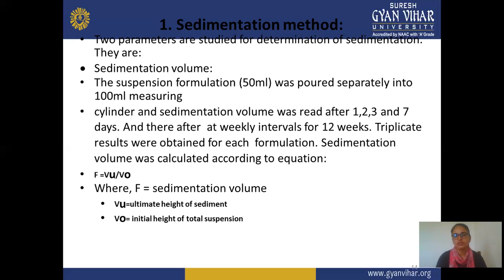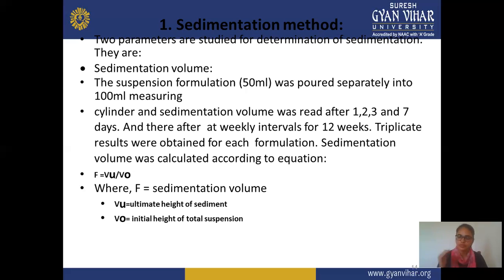In this, 50 ml of suspension formulation was poured separately in a 100 ml measuring cylinder. Means you take 50 ml of the suspension and pour it into a measuring cylinder, and the capacity of the measuring cylinder is 100 ml. And after that the sedimentation volume was recorded after 1, 2, 3, and 7 days, and thereafter at weekly intervals for 12 weeks. After adding the suspension into the measuring cylinder, you check how much particle gets settled down or sedimented after a particular time.